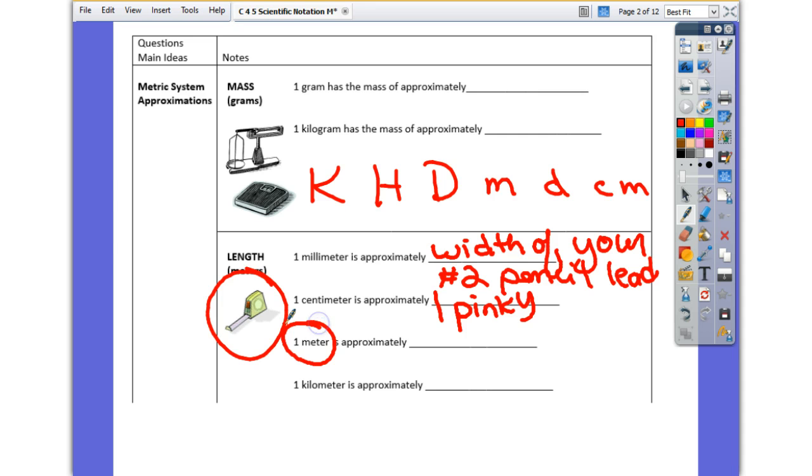Then we have 1 meter. You all see that I have this meter stick over here. Now if I hold up a yardstick next to my meter stick, which one's bigger? A meter. If I were to hold them up right next to each other, a meter would be about that much longer. It's about 3 inches larger than a yard.